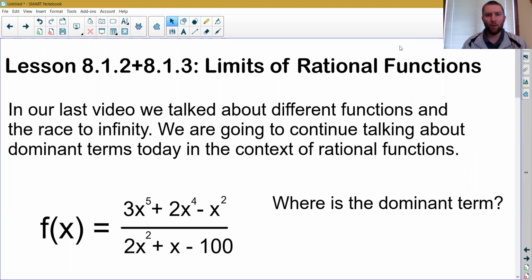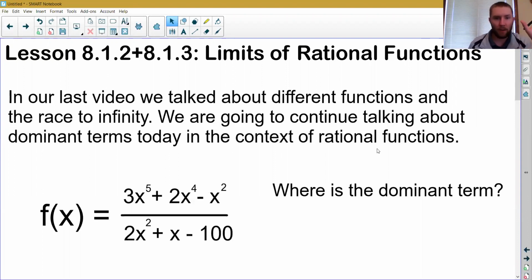We're going to continue talking about dominant terms, the winners of the race to infinity, in the context of rational functions. And a rational function, for those of you that don't remember, is just a function that looks like a fraction. Okay, and on the top and bottom, there's some polynomial or some collection of terms, some collection of functions that make a fraction. Okay, so these rational functions, everything that we're going to do today is going to look like a fraction. Okay, functions that look like fractions.